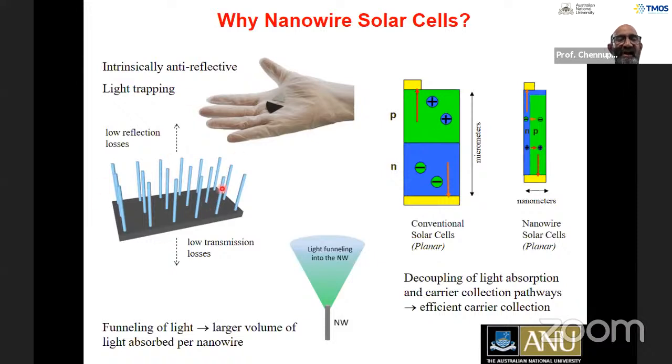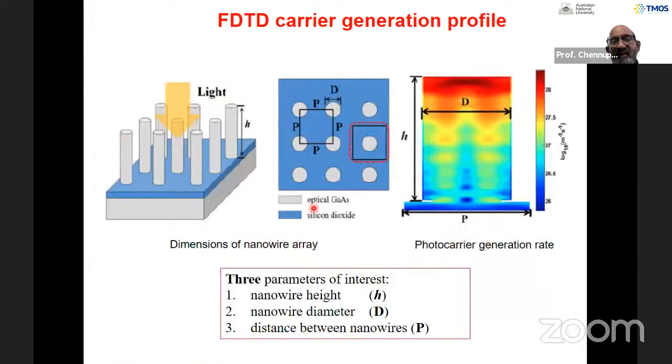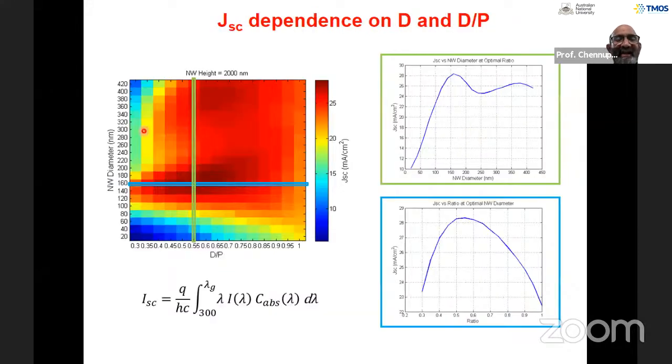These nanowires also act like anti-reflection coatings because they have low reflection losses. Again, we did a lot of simulations of what the height of the nanowire should be, what the diameter should be, and what the pitch between the nanowires should be. You can see here the photocurrent generated is mostly happening in the tip of the nanowire, indicating that you don't need to make nanowires very long. About 1 or 2 micron long nanowires are more than sufficient to generate most of the current. And the nanowire diameter should be somewhere between 150 to 160 nanometers or so, and the diameter to pitch ratio should be around 0.5 to 0.6 or so.